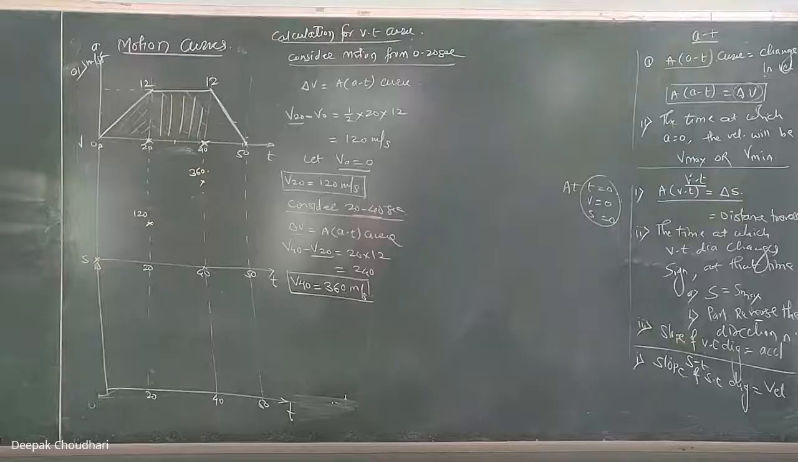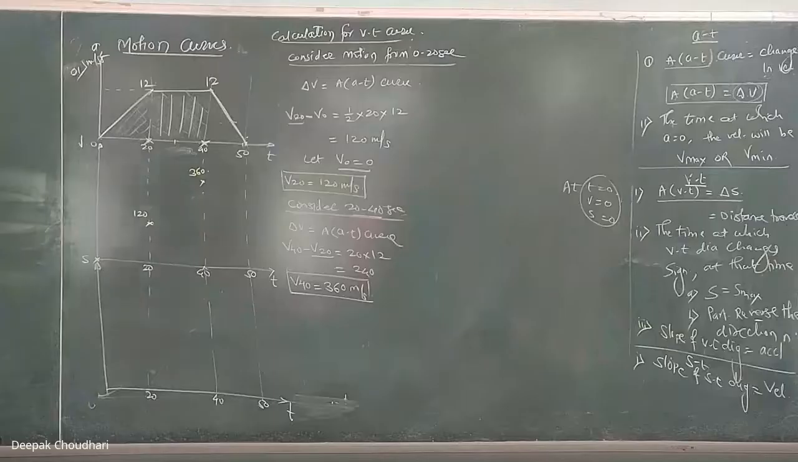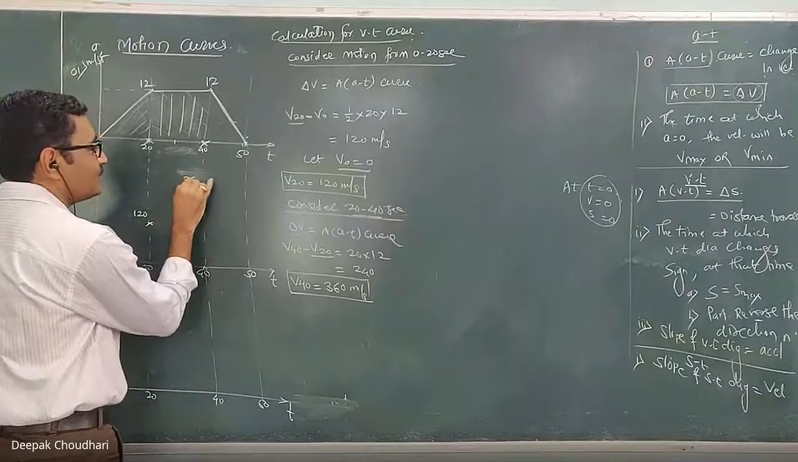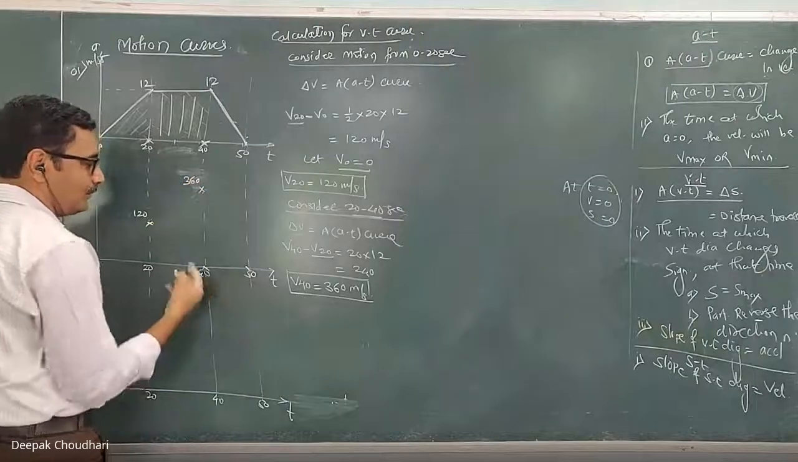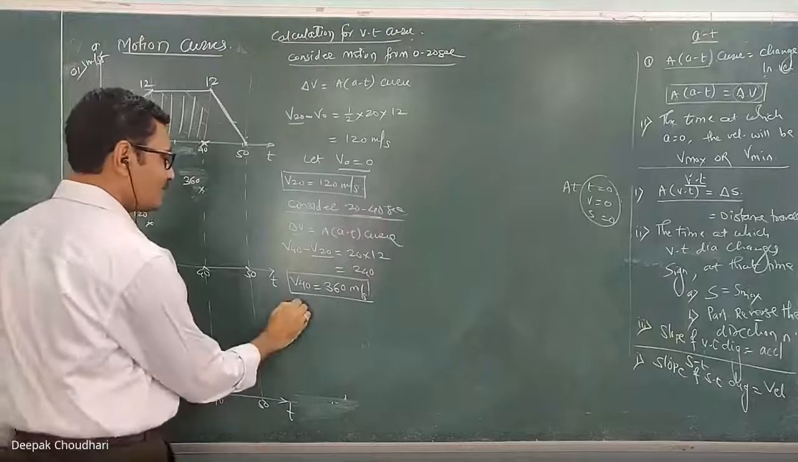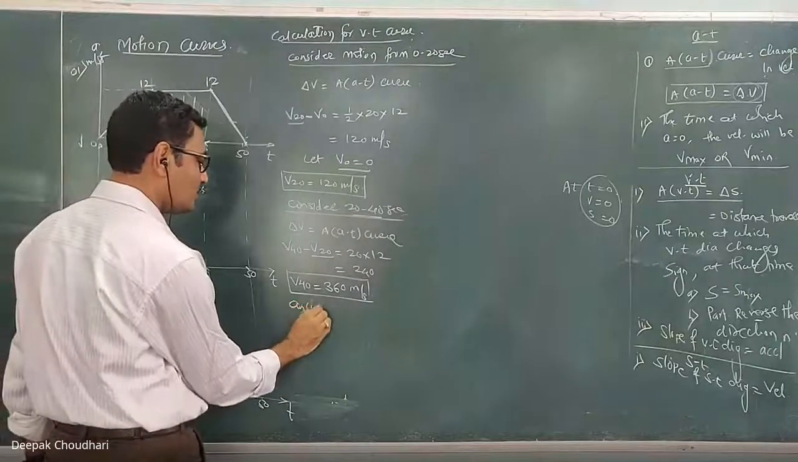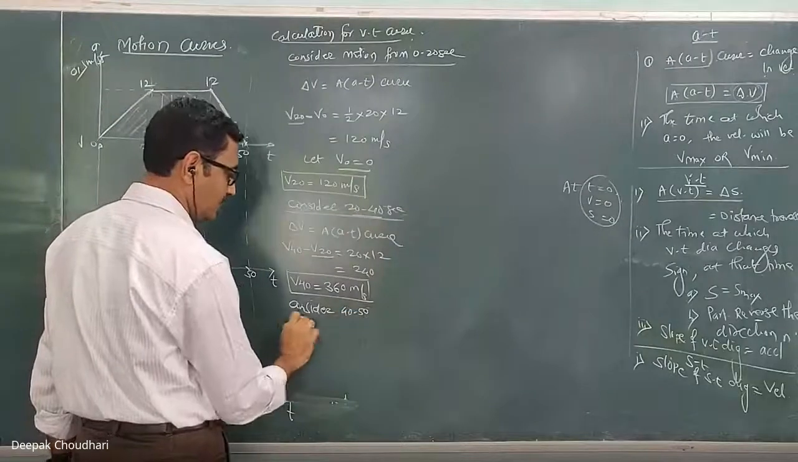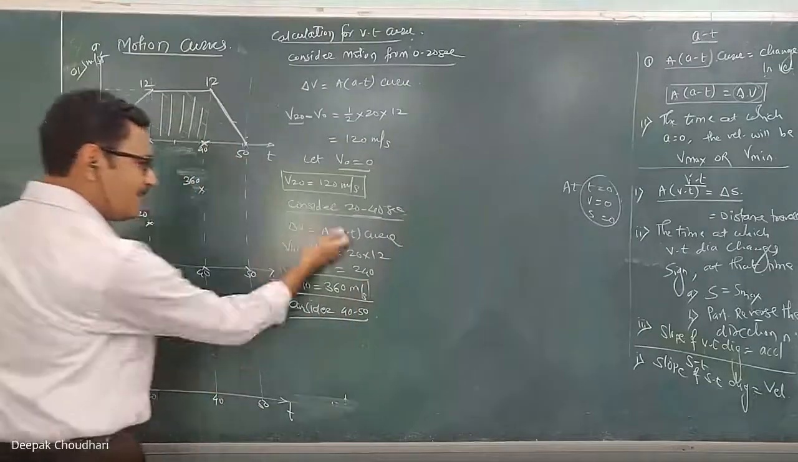Doubt है क्या? Have understood? Okay. Now I have to calculate the velocity at t equal to 50. अभी velocity at t equal to 50 calculate करने का है, तो I have to consider the interval from 40 to 50 because I know the velocity at t equal to 40. Okay, so consider कौन सा interval? 40 to 50. Okay, same formula.